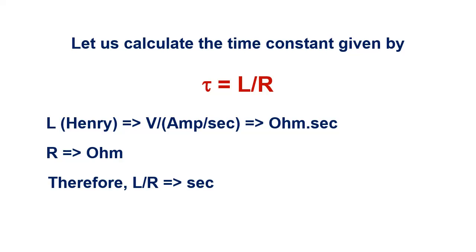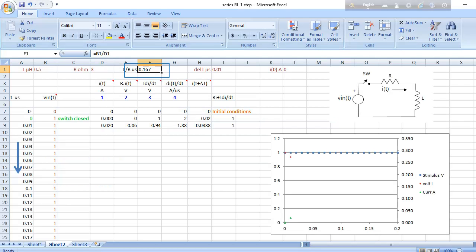Just as we did for the RC circuit, let us calculate the time constant now. For an RL circuit, the time constant is given by the equation shown, namely inductance divided by resistance. It is observed that L over R has dimension of time. Time constant is calculated in microseconds. Time step should be at least an order of magnitude smaller than the time constant.